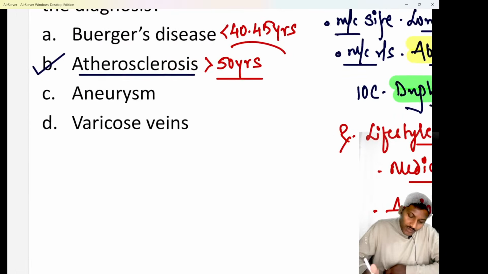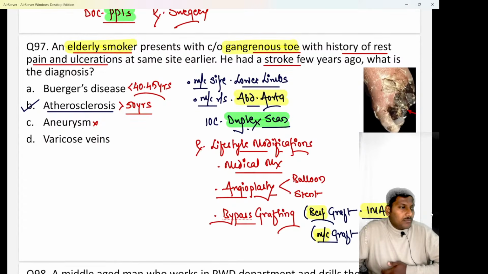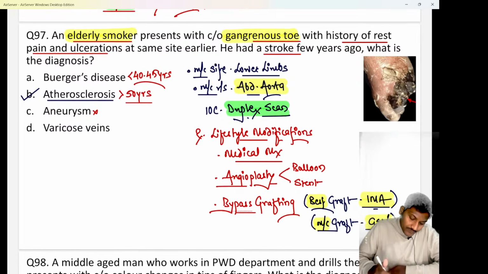Clear? We know aneurysm commonly presents with a pulsatile swelling. If they say pulsatile swelling, think about either an aneurysm or an AV fistula. AV fistula and aneurysm have pulsatile swelling. Okay?